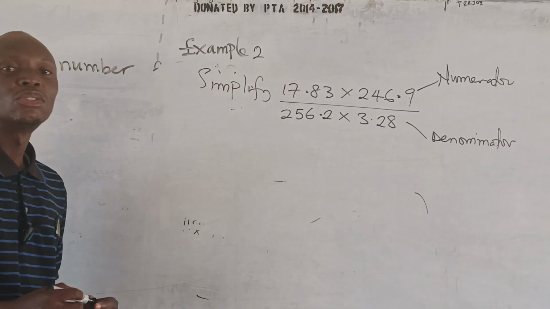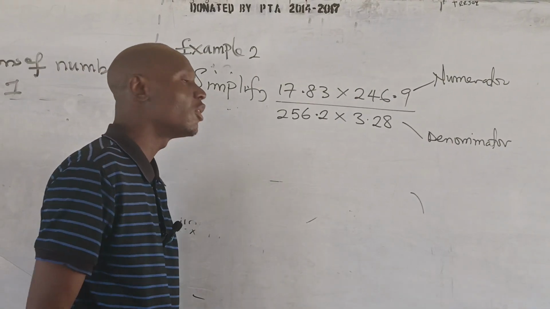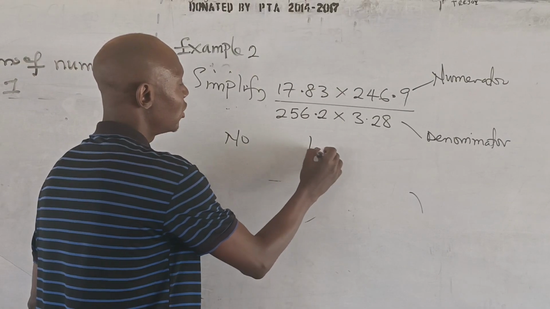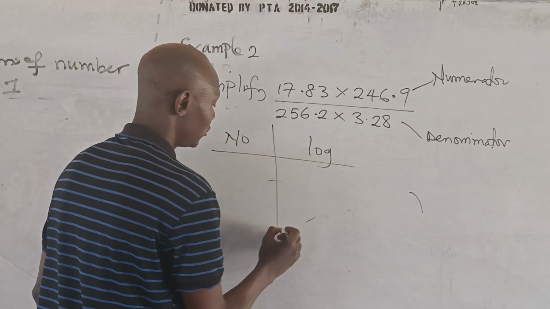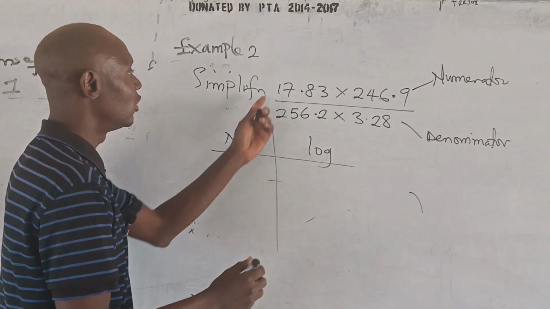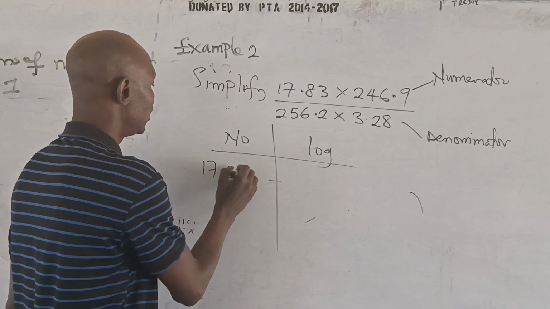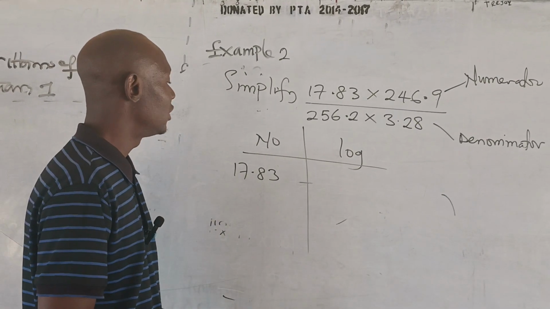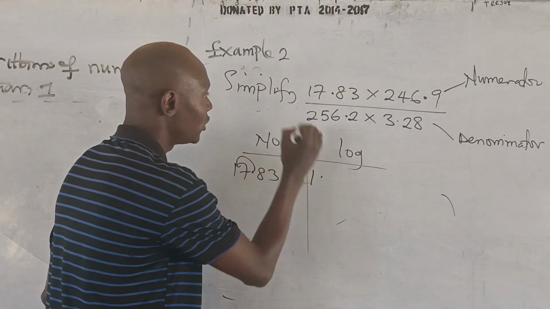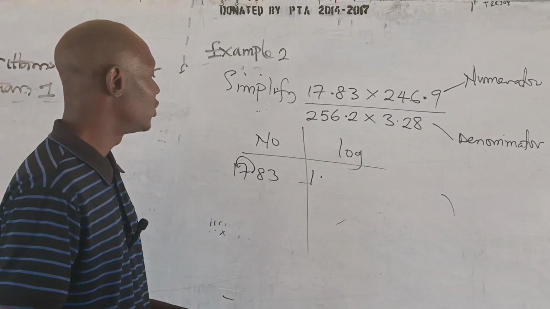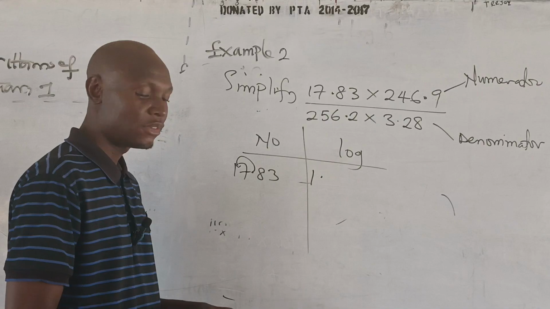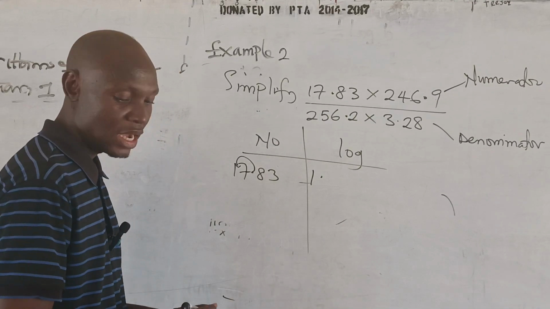So we are still going to follow the same process, that is, you are going to draw your number log. We are going to first solve the numerator. The first one is 17.83. Then the point will come here. We have 1 point. So here we are going to check from our log table 17 under 8 difference 3.